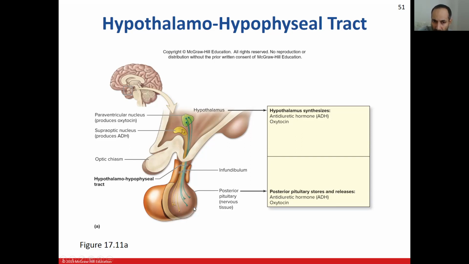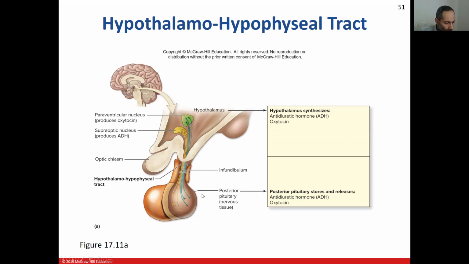The posterior pituitary, the back part here, is connected to your hypothalamus by means of nerves. So these are nerves. So this is the nervous part of the hypothalamus. This is the blood or vascular part of the hypothalamus, okay? And for this reason, the posterior pituitary is also called neurohypophysis. Neurohypophysis, meaning it is connected by nerves to the hypothalamus, okay? Something else to keep in mind.